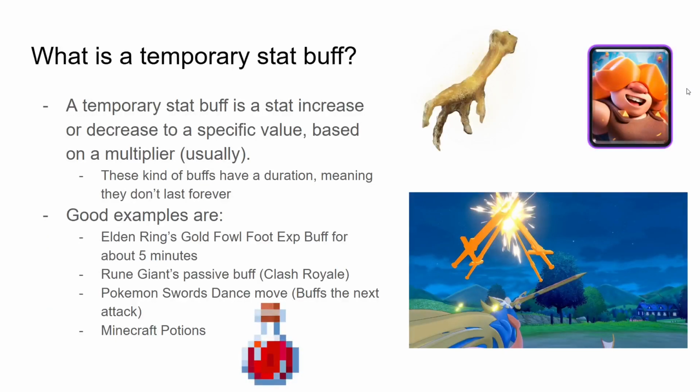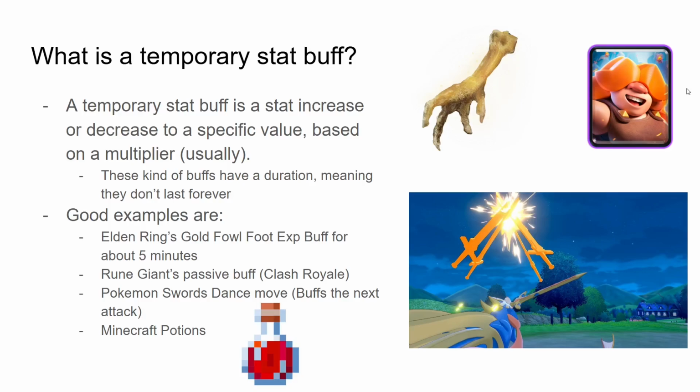To start, let me talk about what I mean by a temporary stat buff. A temporary stat buff or debuff is an increase or decrease to an object's individual values and attributes that is usually modified based on a percentage multiplier. Temporary buffs are temporary, meaning they have durations and a time limit before you have to reapply.